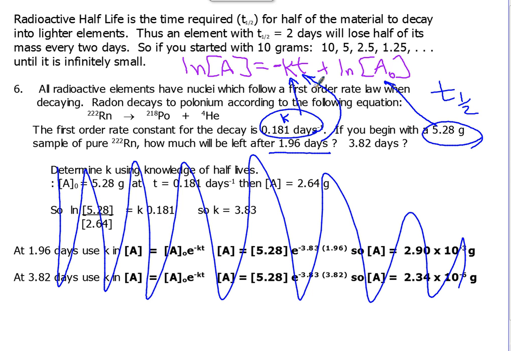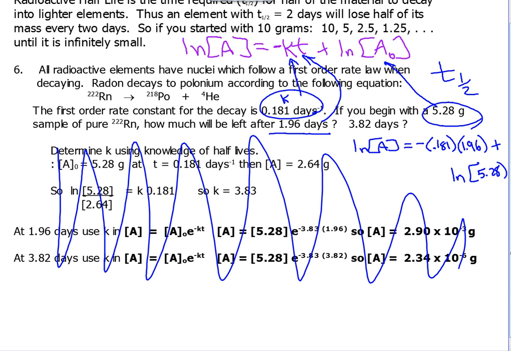So we plug all that stuff in. We have the natural log of future A is equal to negative 0.181. There's our K. 1.96, there's our T, plus the natural log of 5.28. I'm going to simplify that down and record what I've got so far. Negative 0.18. Oops, it helps if you press the negative sign.